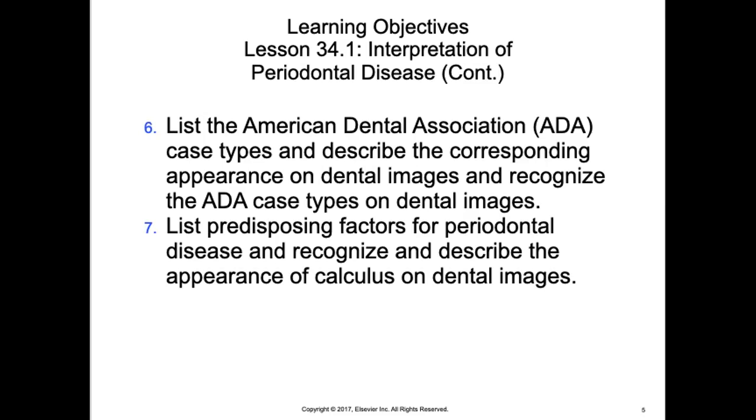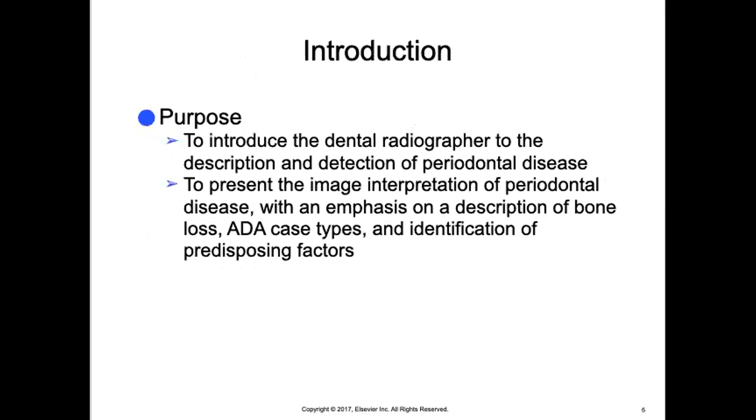We'll list the predisposing factors for periodontal disease and recognize and describe the appearance of calculus, otherwise known as tartar, on dental images. So the purpose of this chapter is to introduce the dental radiographer to the description and detection of periodontal disease, and to present the image interpretation of periodontal disease with an emphasis on a description of bone loss, ADA case types, and identification of predisposing factors. Dental images play an integral role in the assessment of periodontal disease.